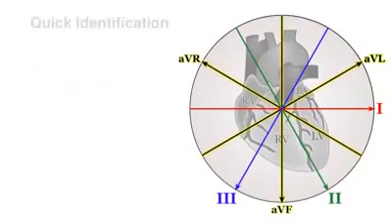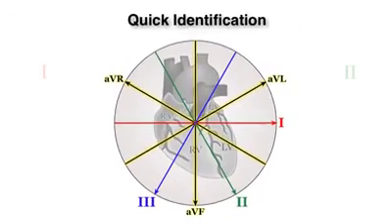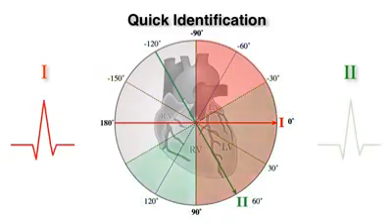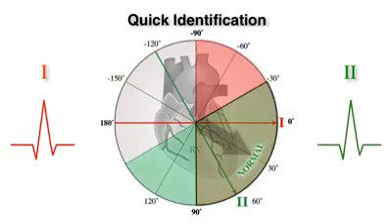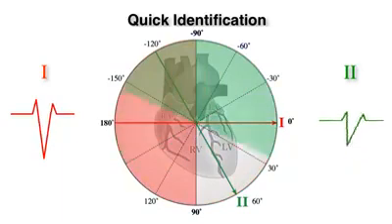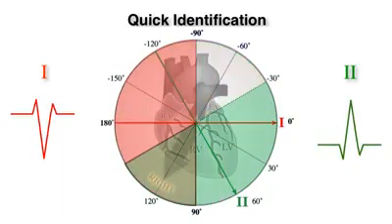Finally, there are also a few tricks to quickly identify the direction of the mean axis. In order to do this, simply look at the mean amplitude of the QRS complexes of leads 1 and 2. If lead 1 is positive and lead 2 is positive, the axis is likely to be normal. If lead 1 is positive but lead 2 is negative, there is left axis deviation. If lead 1 is negative yet lead 2 is positive, there is right axis deviation.